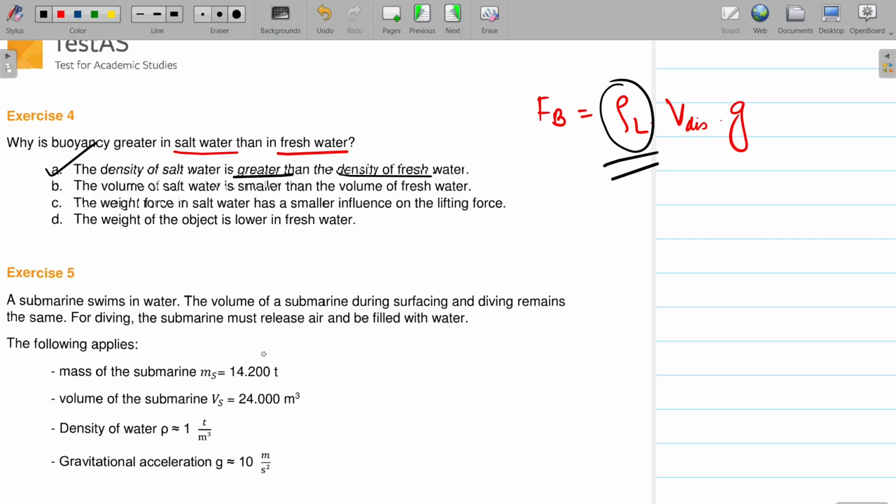Let's see the next one. A submarine swims in water, right? There is a submarine.